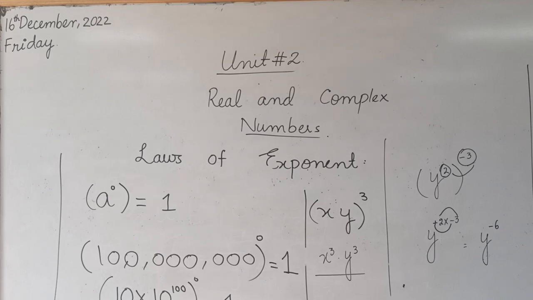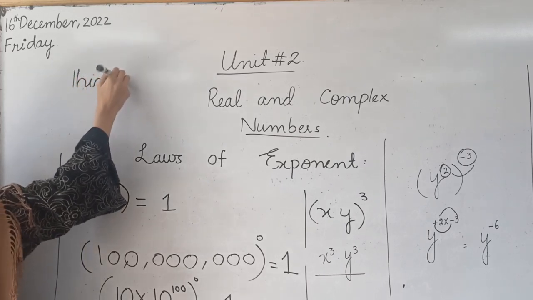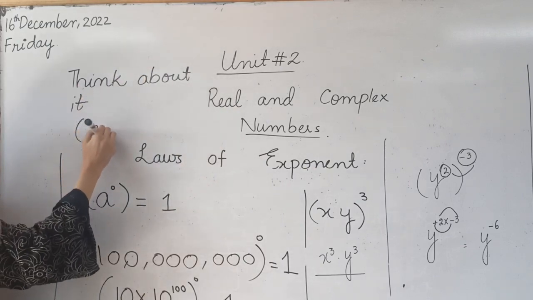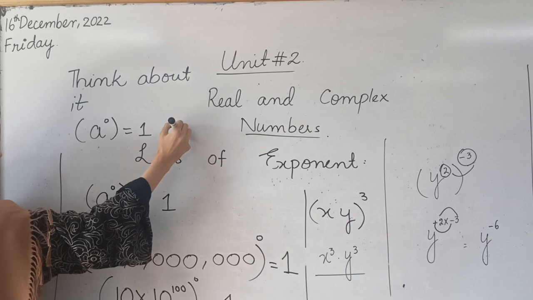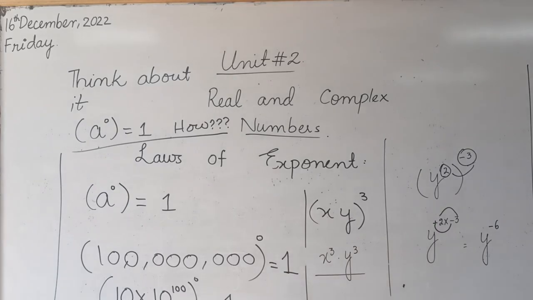Now your assignment is to think how this is equal to 1. Anything raised to power 0 is equal to 1. How? Think about it. How is anything raised to power 0 equal to 1? This is your assignment, okay? I'll collect your answers on Monday. Till then you can take help from Google, your textbook, any other resource, but you should have your answer. How something raised to power 0 is equal to 1, okay?